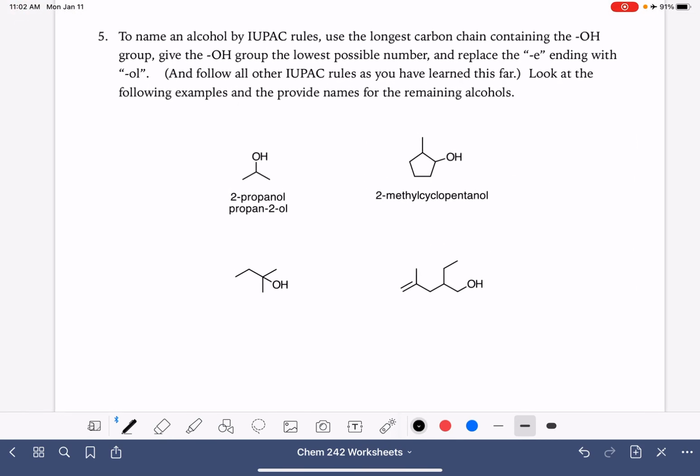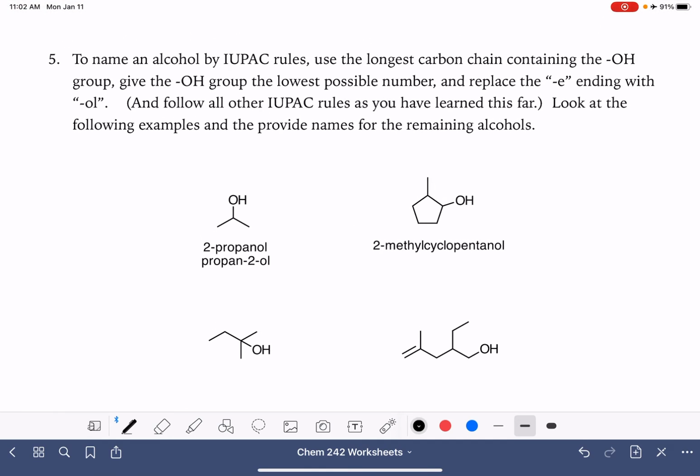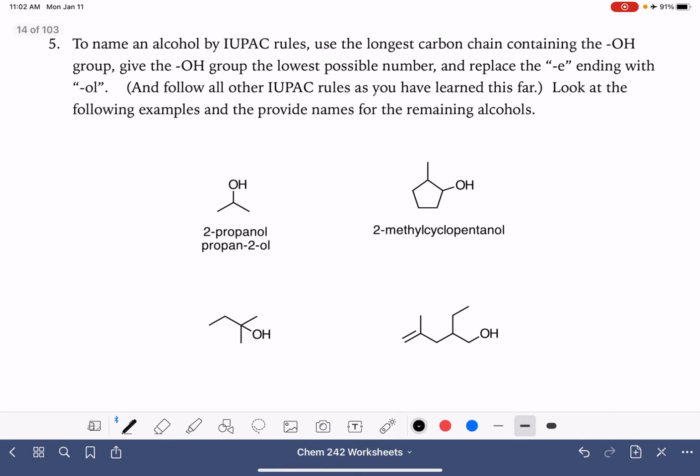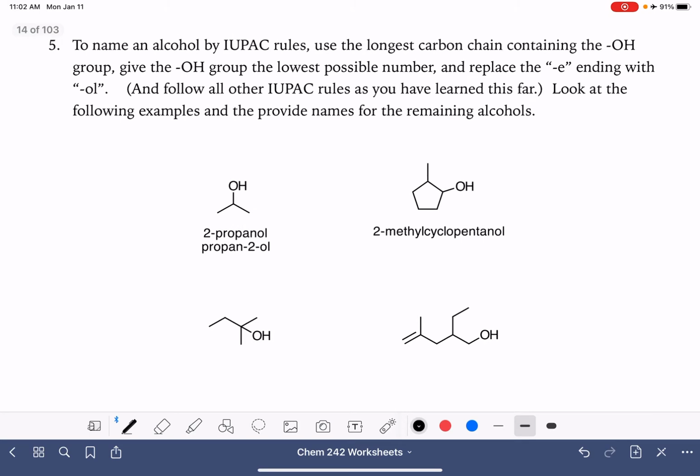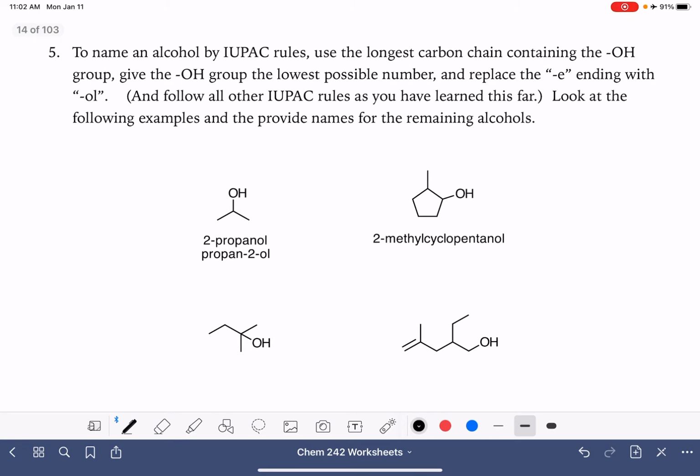For regular alcohols, this would be an alcohol that is not on a benzene ring. We will name the alcohol by finding the longest carbon chain that contains the OH group. Not necessarily the longest carbon chain in the molecule, but the longest carbon chain that contains the OH group. So for this first example, the longest carbon chain that contains the OH group is this chain right here. Once we've identified the longest carbon chain, we'll number it in such a way to give the OH group the smallest possible number, because the OH group has priority in the naming of this molecule.